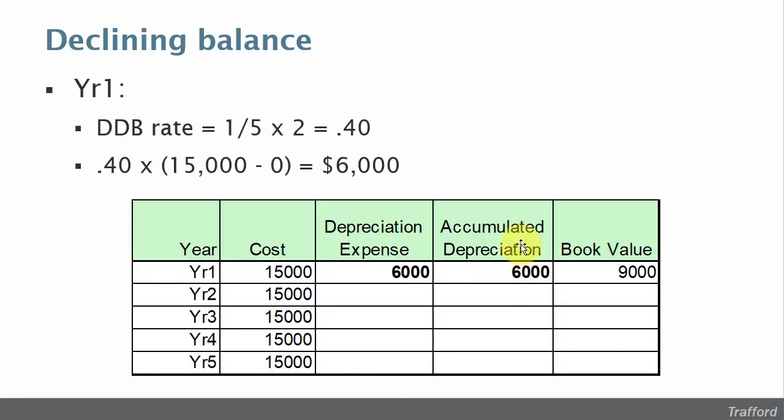Here we're using our original story for that truck. If you recall, we bought the truck on January 1st. We paid $15,000 for it. It had a $3,000 estimated residual value, but notice that's not part of my computation here at all. And it had an estimated useful life of 5 years. So for that truck, here's how we do the computation of depreciation expense in year 1.